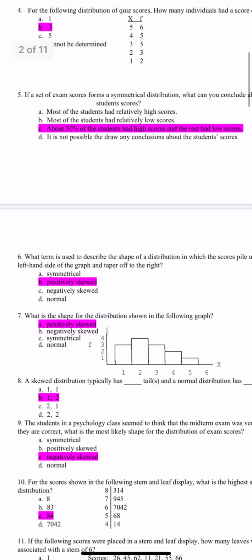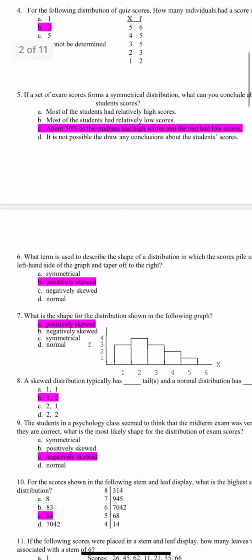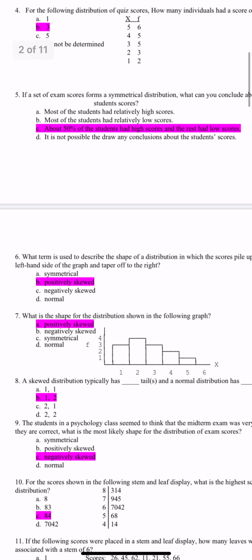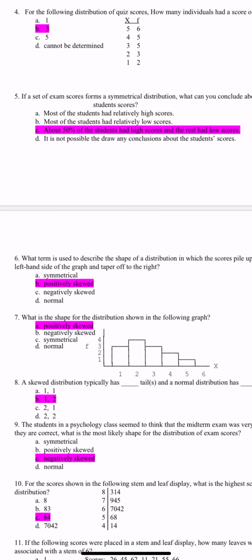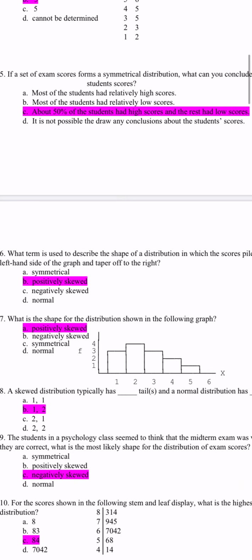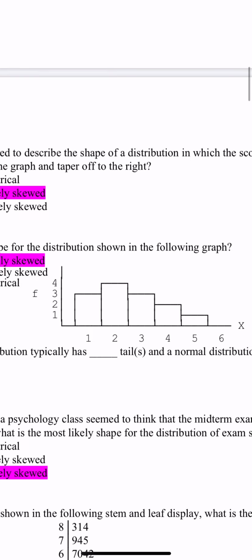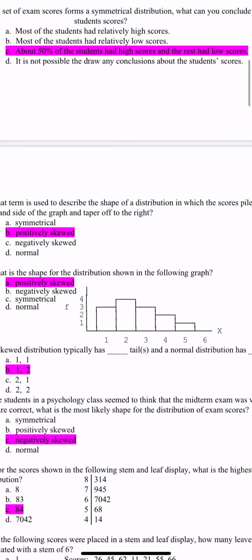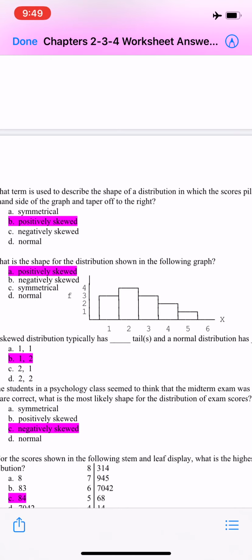What term is used to describe the shape of a distribution in which the scores pile up on the left-hand side of the graph and taper to the right? So when scores pile up to the left, like here, it is positively skewed. What is the shape of the distribution shown in the following graph? Well, they're piling up more to the left, so it's positively skewed. The skew is always where it tails off.